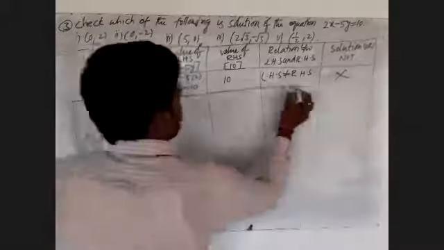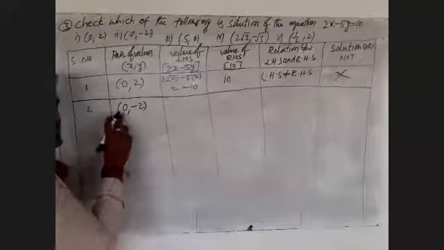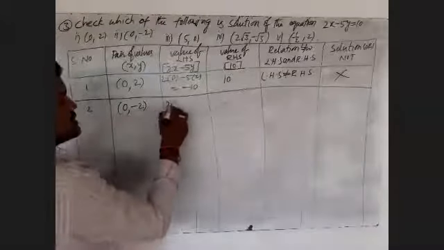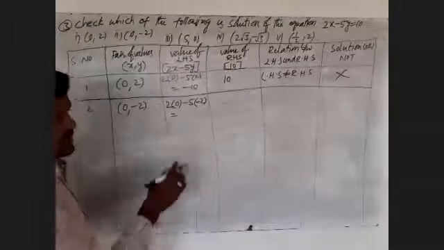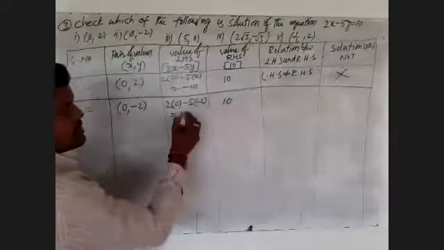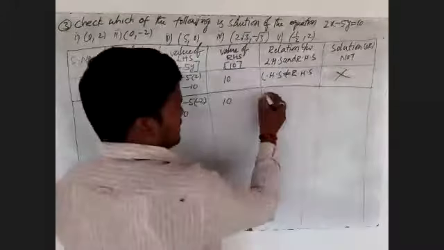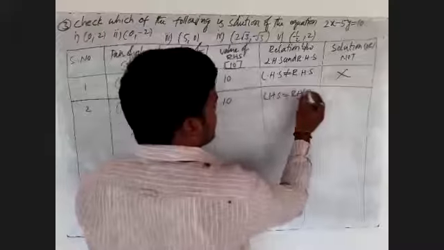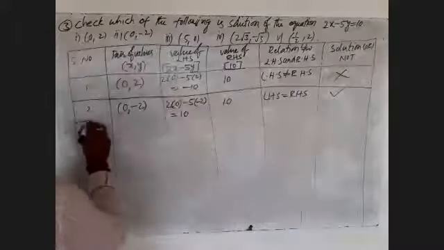Now I am going to the second one. The point is 0, minus 2. X is 0, y is minus 2. I write 2 into 0 minus 5 into minus 2. 0 into any value is 0, minus into minus becomes plus, 5 into 2 is 10. The RHS value is also 10. LHS is 10, RHS is 10, so LHS is equal to RHS, which means the point 0 comma minus 2 is a solution of 2x minus 5y is equal to 10.